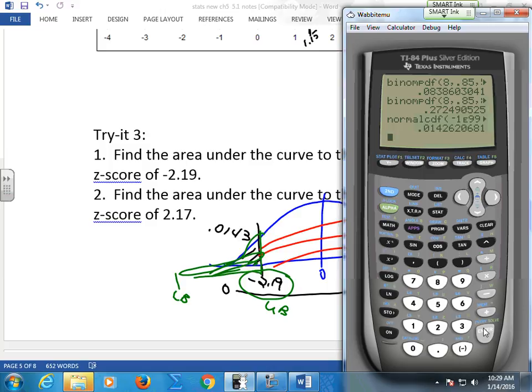So if we want to do the second one, we're going to go second DISTR to my normal curve that accumulates my area from the left. I'm coming from the left, and I'm going to stop at 2.17. I'm going to keep my normal curve characteristics and paste. And there's your 0.9850. See it? So you can use your table or you can use your calculator. It's a nice little feature on your calculator.